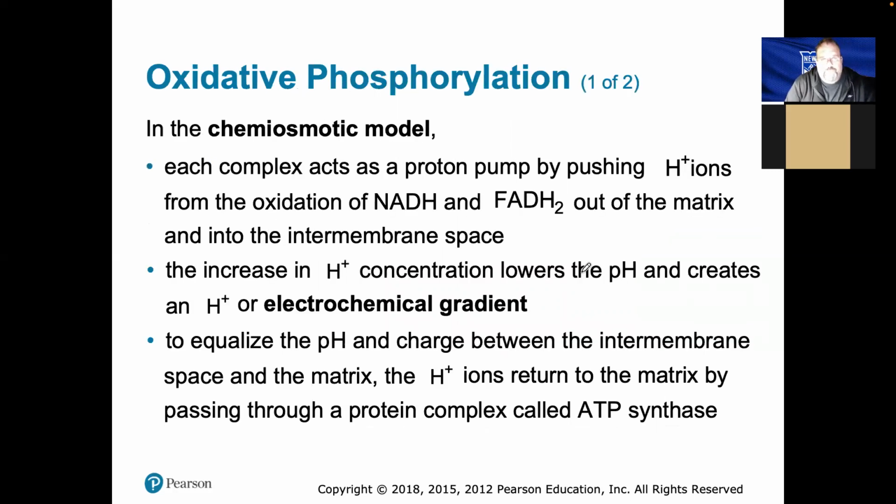Oxidative phosphorylation. In the chemiosmotic model, each complex acts as a protein pump, using energy from the oxidation of NADH and FADH2 to pump hydrogen ions out of the matrix and into the intermembrane space. The increase in proton concentration lowers the pH and creates an H+ or electrochemical gradient. To equalize the pH and charge between the intermembrane space and the matrix, the protons, the hydrogen ions, return to the matrix by passing through a protein complex called ATP synthase.